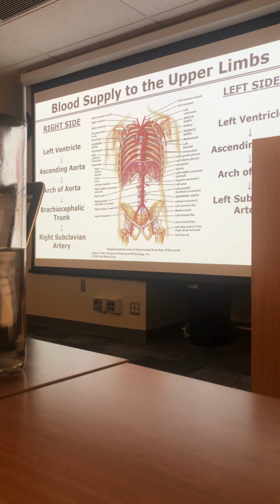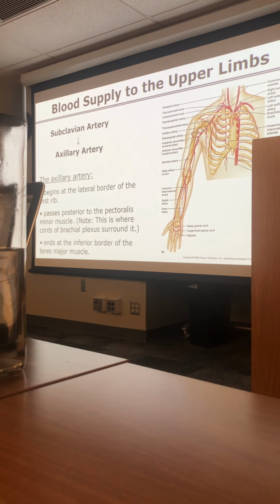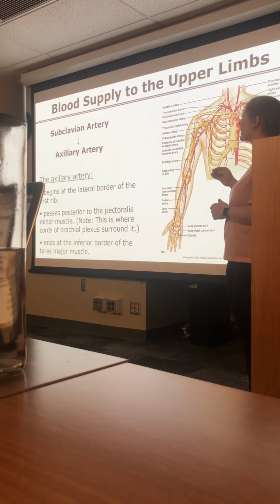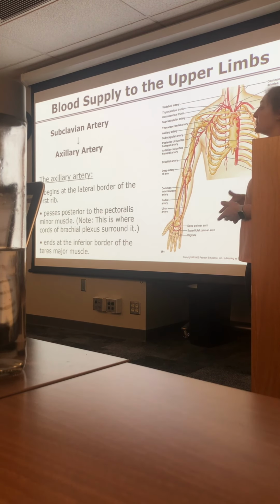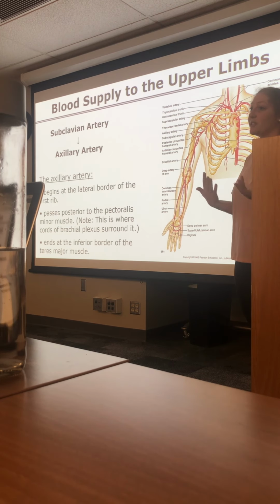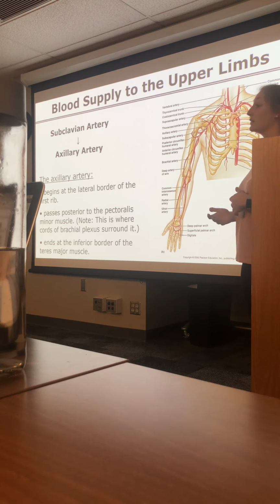This is just a more realistic image of the blood supply. So from our subclavian artery, we pass under the clavicle or the lateral border of the first rib, whichever border you would like to use, and it becomes the axillary artery. So it just changes names from subclavian to axillary on both right and left.